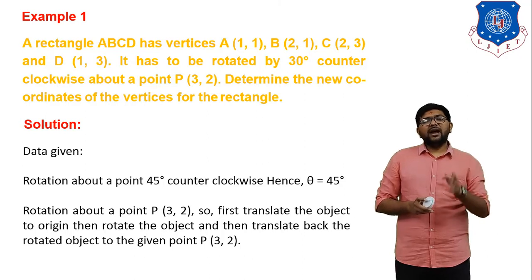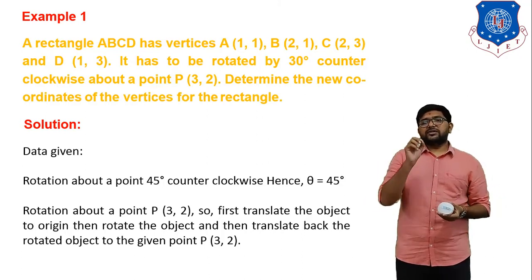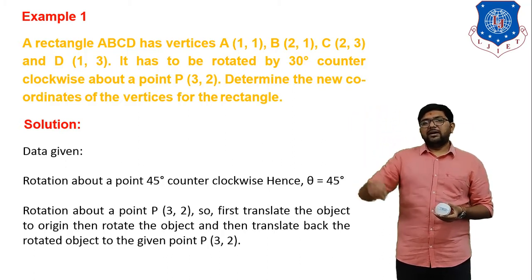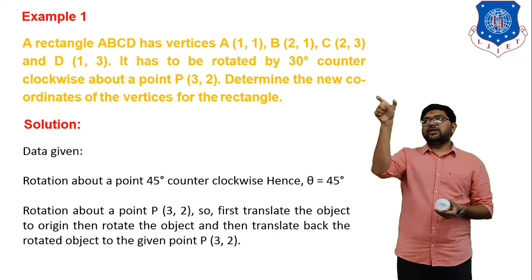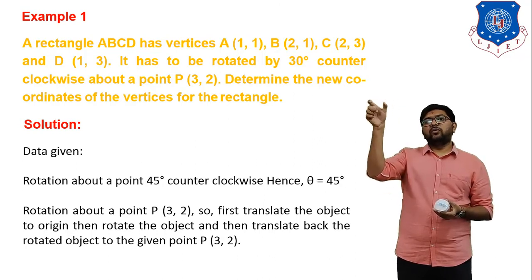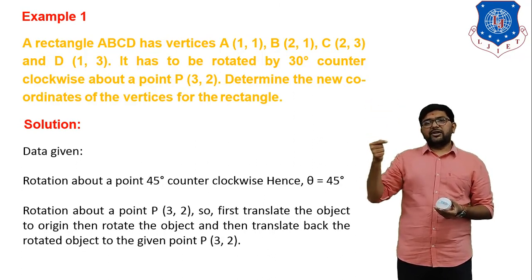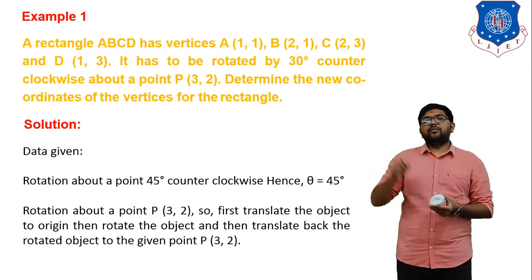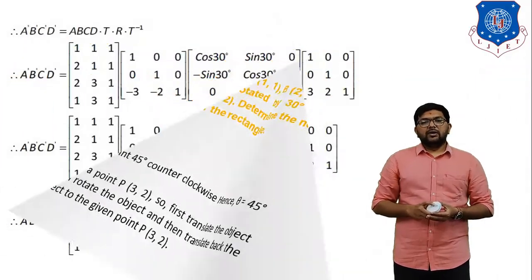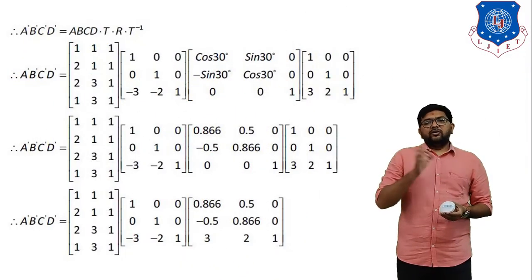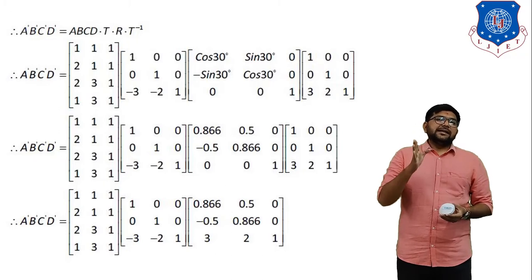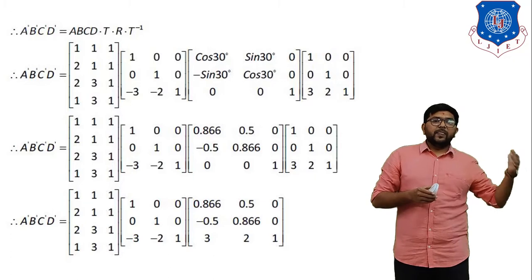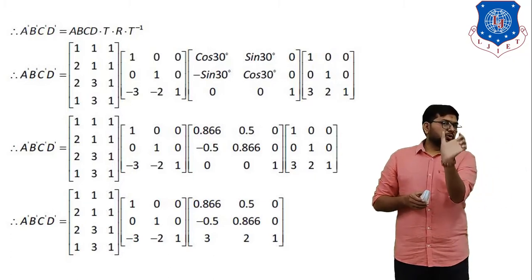Now in this numerical we have to shift point P to the origin. The coordinates of point P are 3, 2. Clear? So if we have to move this point to the origin, we have to translate minus 3 units in x axis and minus 2 units in y axis. Clear? Because the coordinates of point P are 3, 2. Okay. So A', B', C' and D' are the new coordinates of the rotated rectangle. ABCD is the actual rectangle.